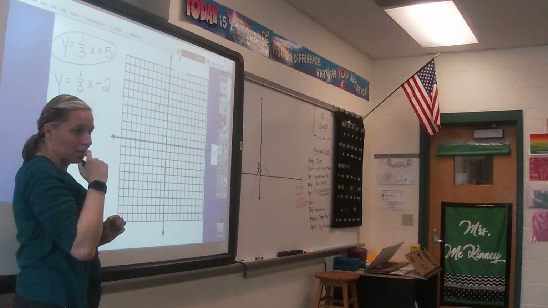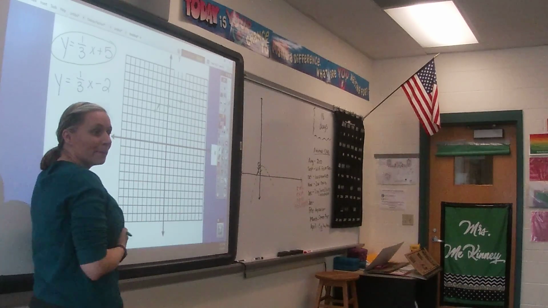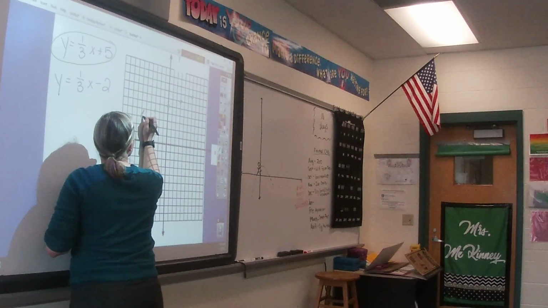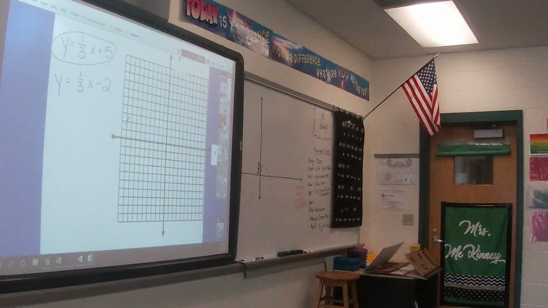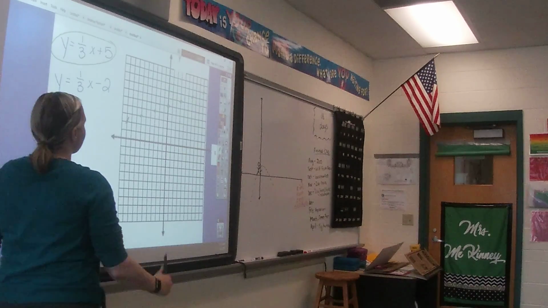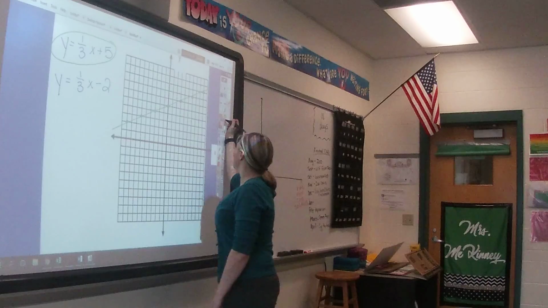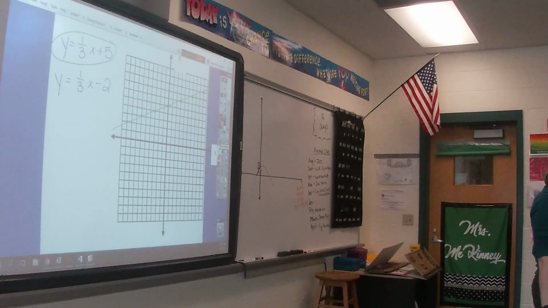How many points am I going to make? Enough, right? Whatever that is. Do that on your second graph. Okay, so my line there didn't perfectly go through all my points, but that's okay. It's not going to matter because my points are there.